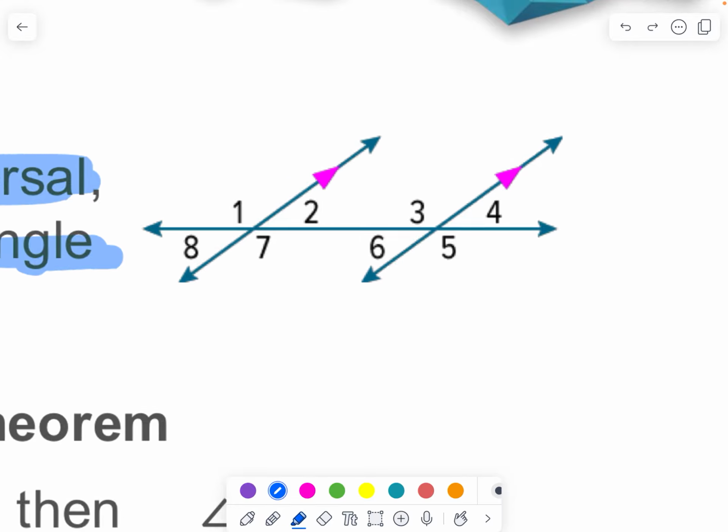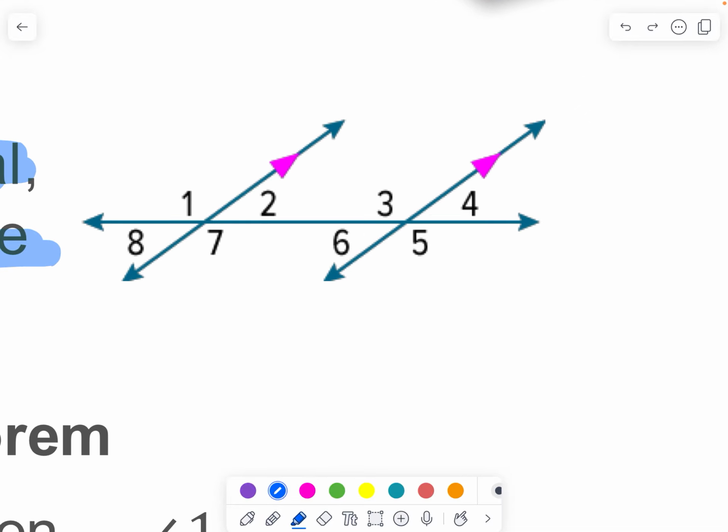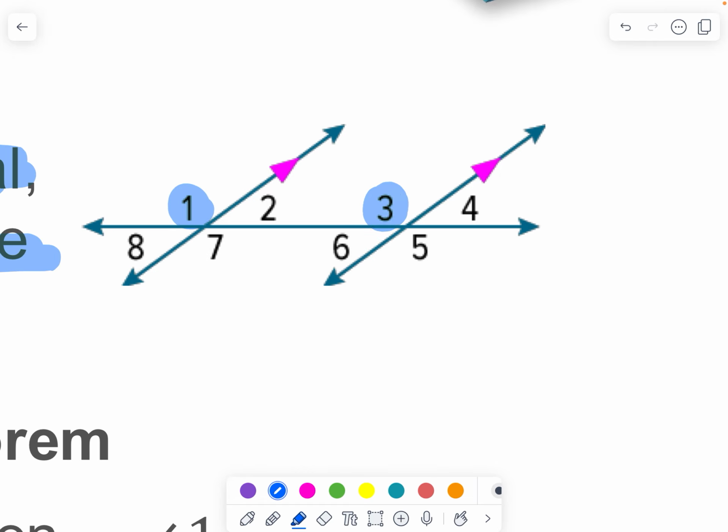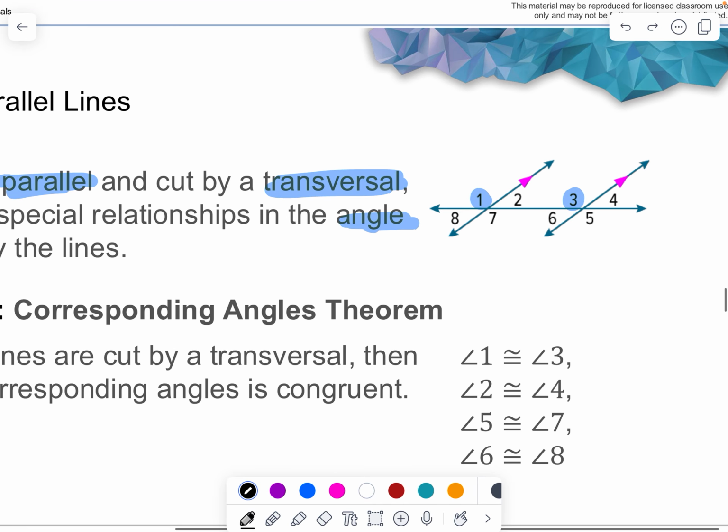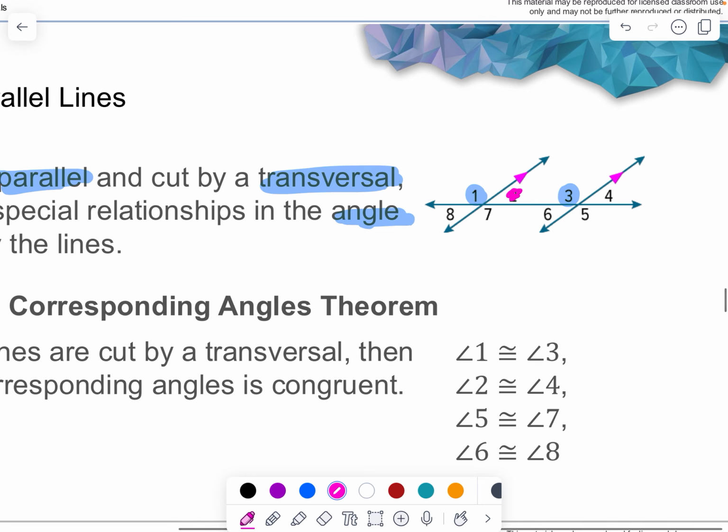Up here, the corresponding angles, like 1 and 3, those were corresponding angles. Well, if our lines are parallel, those angles are going to be the same size. They're congruent. So if this one is 100 degrees, this one is also 100 degrees. Not only do they have the name corresponding angles, but now we know that they are congruent.